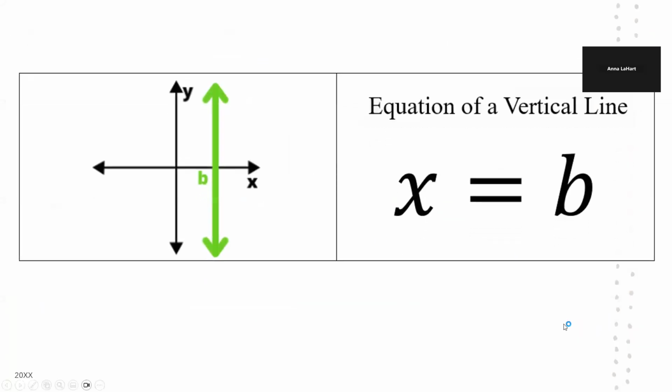All right, here we go. Vertical lines look like that. Okay, x equals b, and they are along the x-axis somewhere. And again, b is going to be a number. And then you just plop it, and it's a vertical line.